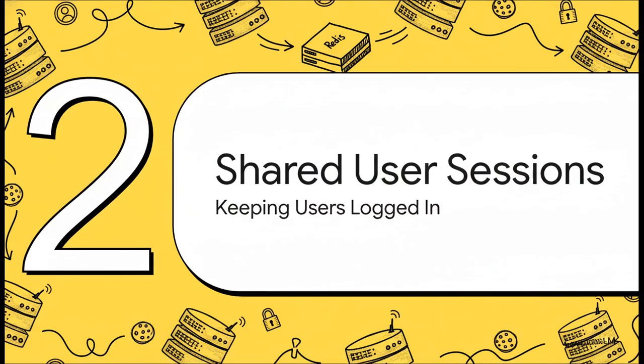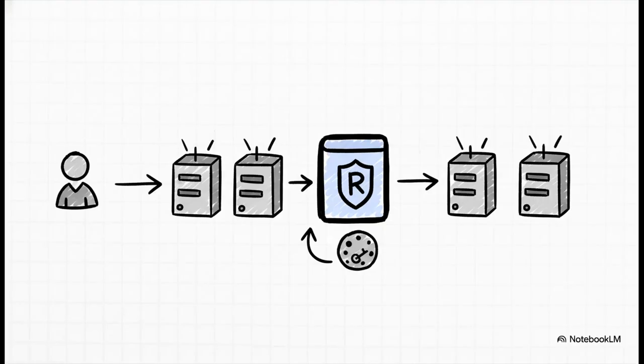Okay, on to our second challenge, managing shared user sessions. This is a classic problem. How do you keep a user logged in when their request could be hitting any one of your many application servers, none of which even know the others exist? The solution is actually pretty elegant. You use Redis as a central session store. So when a user logs in, all their session information gets stored in Redis. The user gets a cookie with a session ID, and then it doesn't matter which server their next request hits. That server can just use the ID to instantly pull their session data right from Redis.